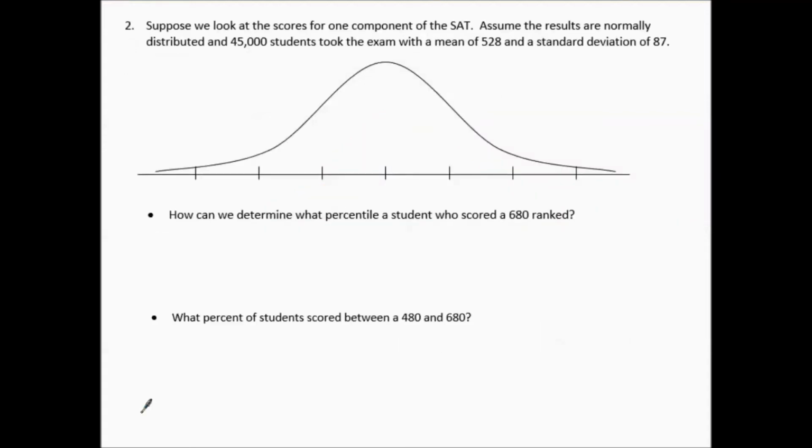But there is a downside to the empirical rule. Let's suppose we look at the scores for one component of the SAT. Assume the results are normally distributed and 45,000 students took the exam with a mean of 528 and a standard deviation of 87. Let's label our normal curve. The mean goes in the middle, and then we add the standard deviation.